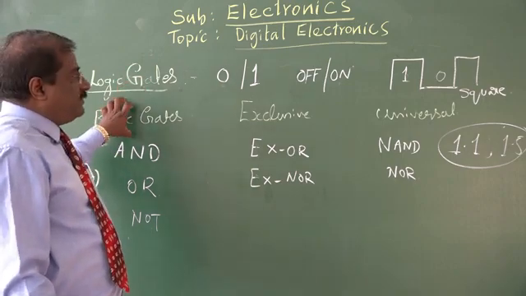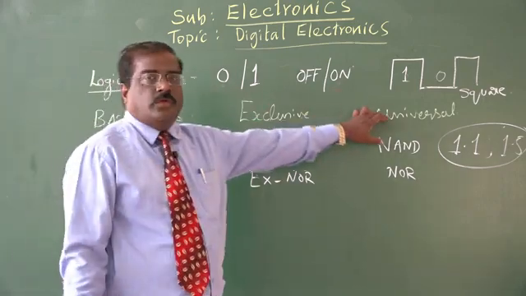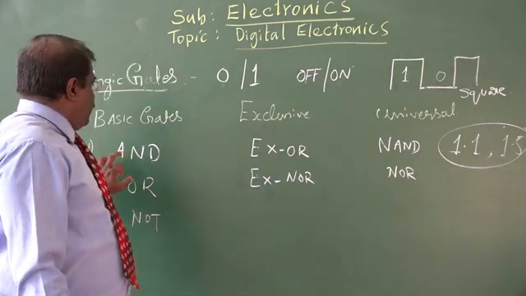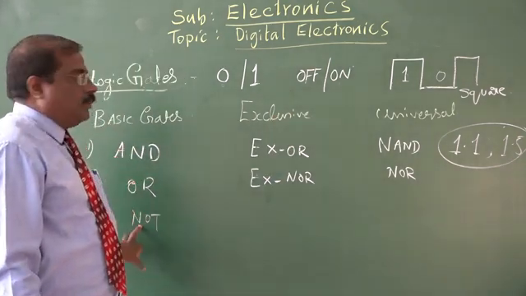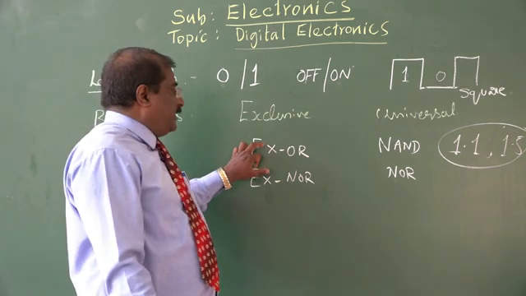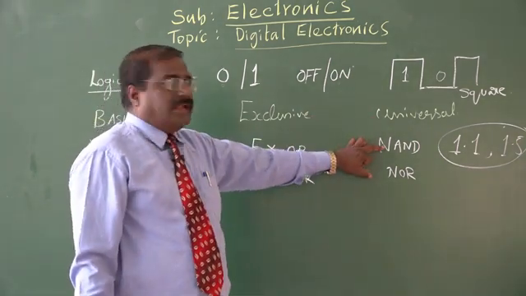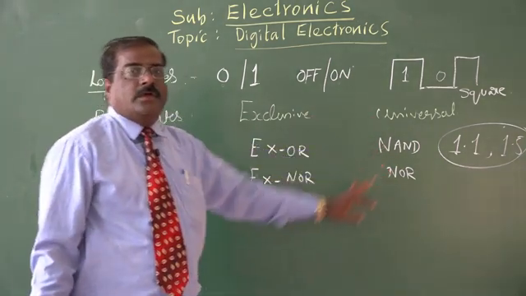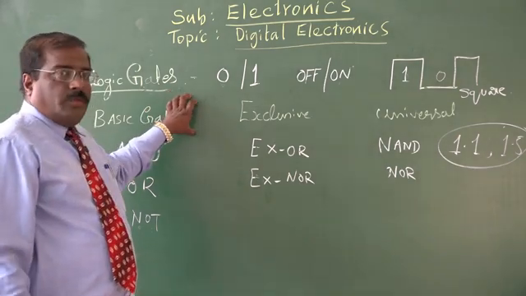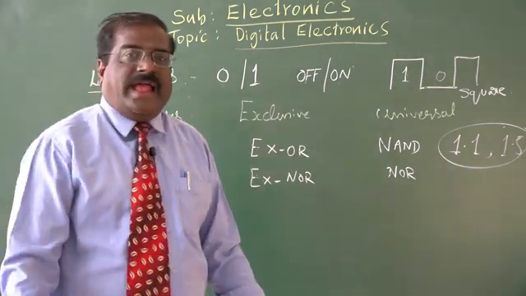Again, from the logical function, we get into the logic gates. There we have the basic gates, exclusive gates, and universal gates. In the basic gates we have AND gate, OR gate, NOT gate. Exclusive are XOR, XNOR, universal are NAND and NOR. Okay. So now we explain what is AND gate.